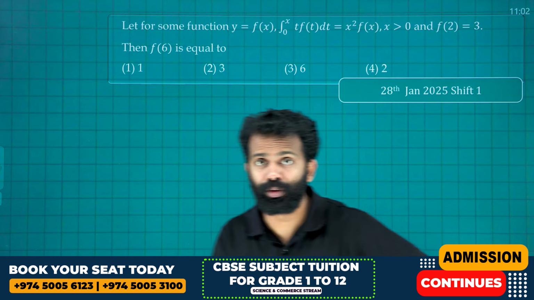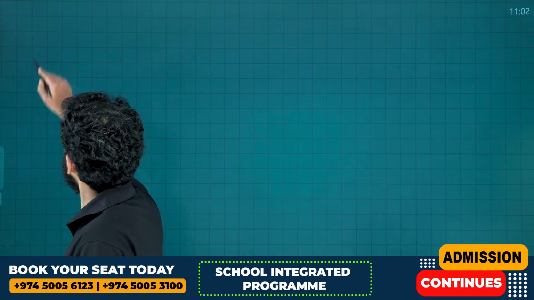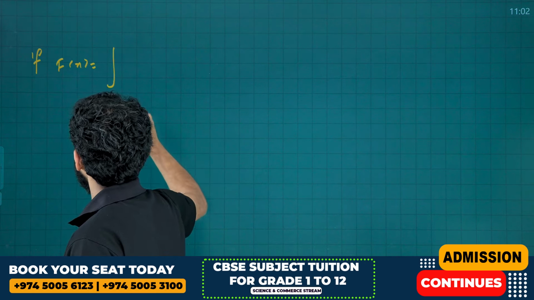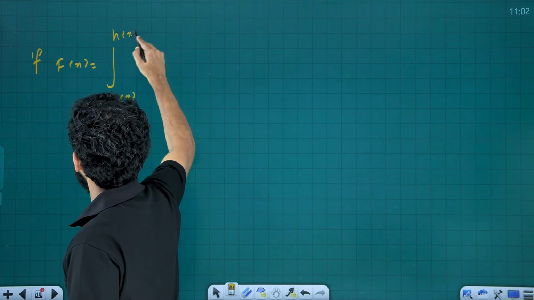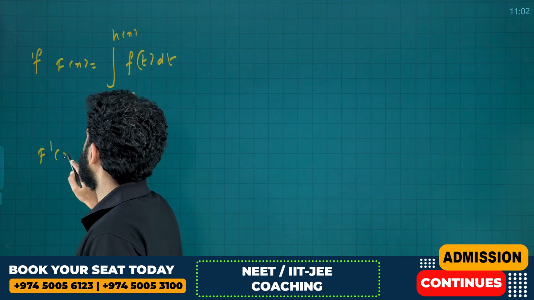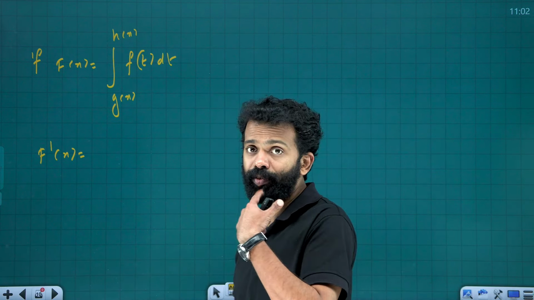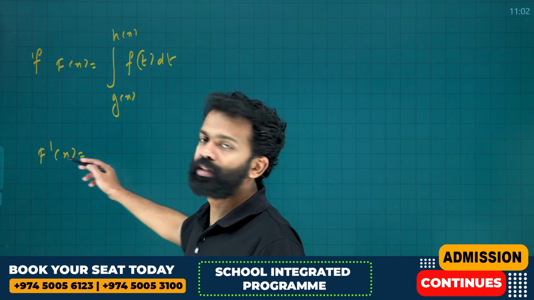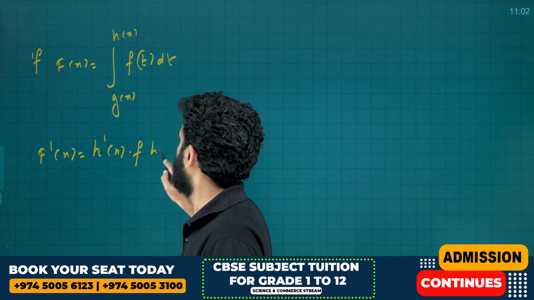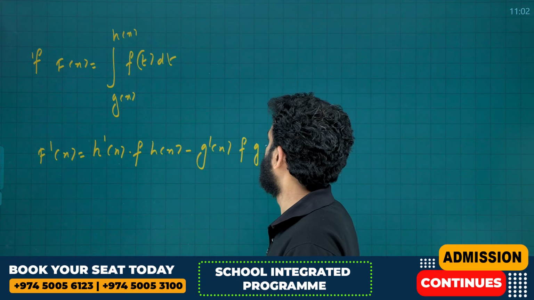Okay. So what is Leibniz rule? Let's formulate that. Therefore, if f of x is equal to the integral from g of x to h of x of f of t dt, then what will be f dash of x? How will you formulate f dash of x? See, this rule is very important. The frequency of asking this question is getting very high in the recent years. So, what is f dash of x? F dash of x will be h dash x into f of h of x minus g dash of x into f of g of x. It will be like that.